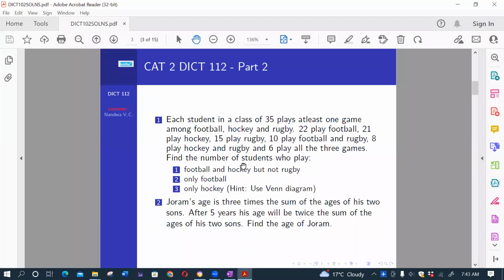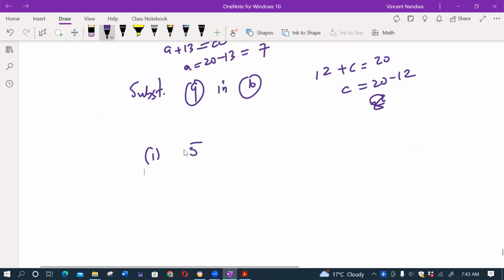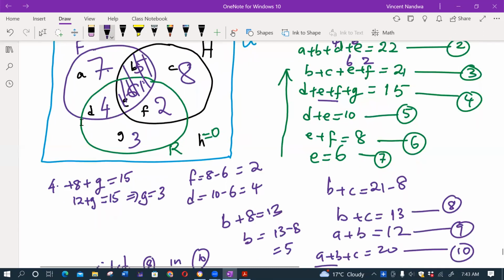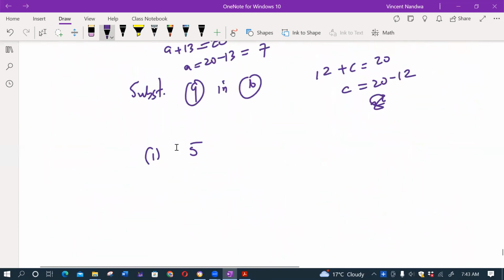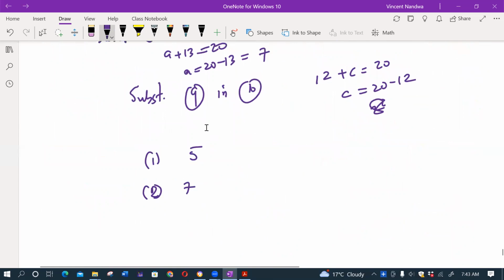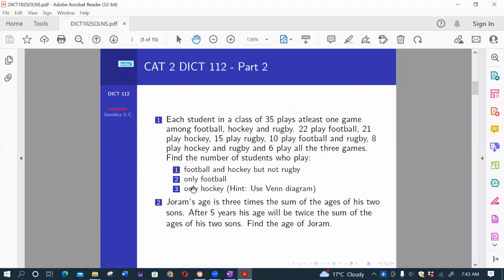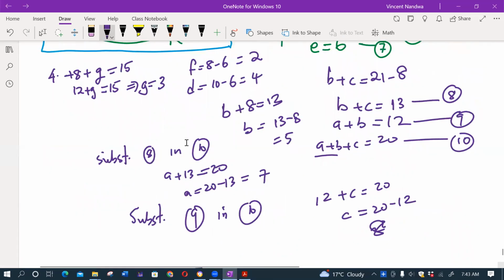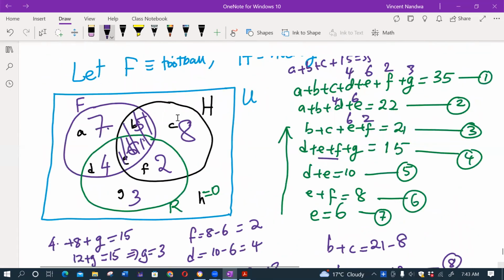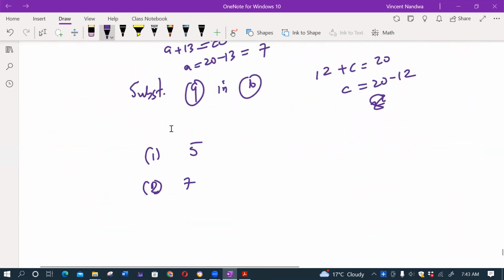And then 2, only football. Only football from this Venn diagram means you are in A, and the answer will be 7. So part 2 will be 7. And next question, only hockey. Only hockey means you are in H at C, so the value will be 8.